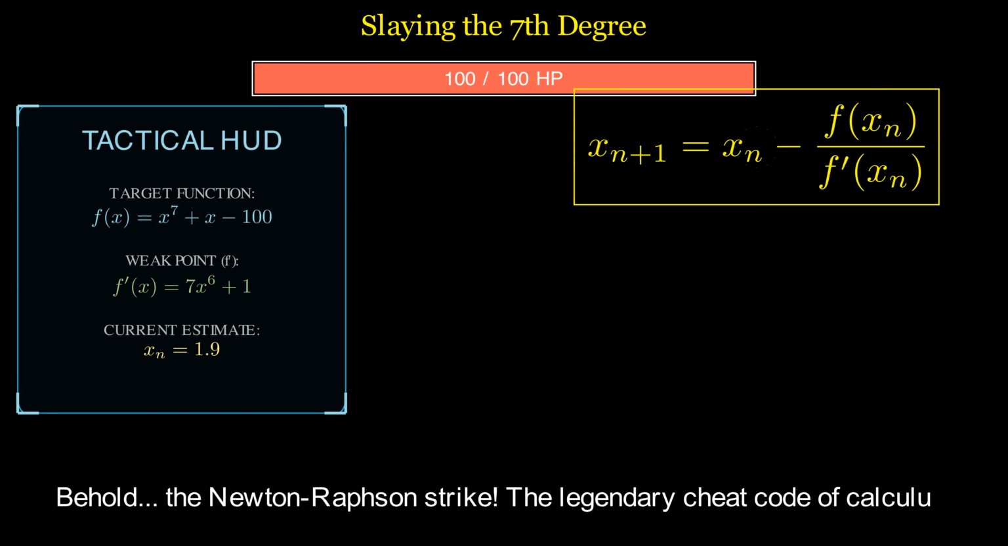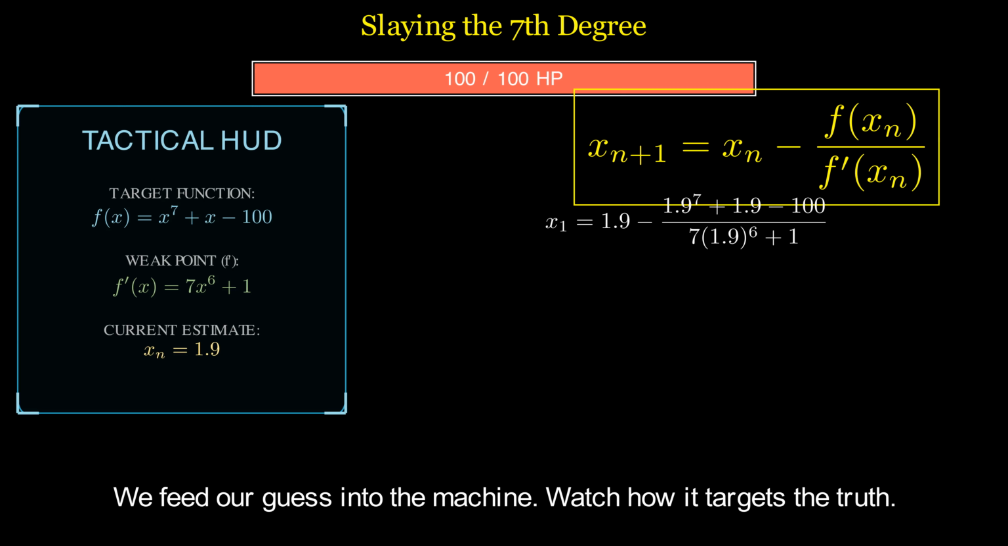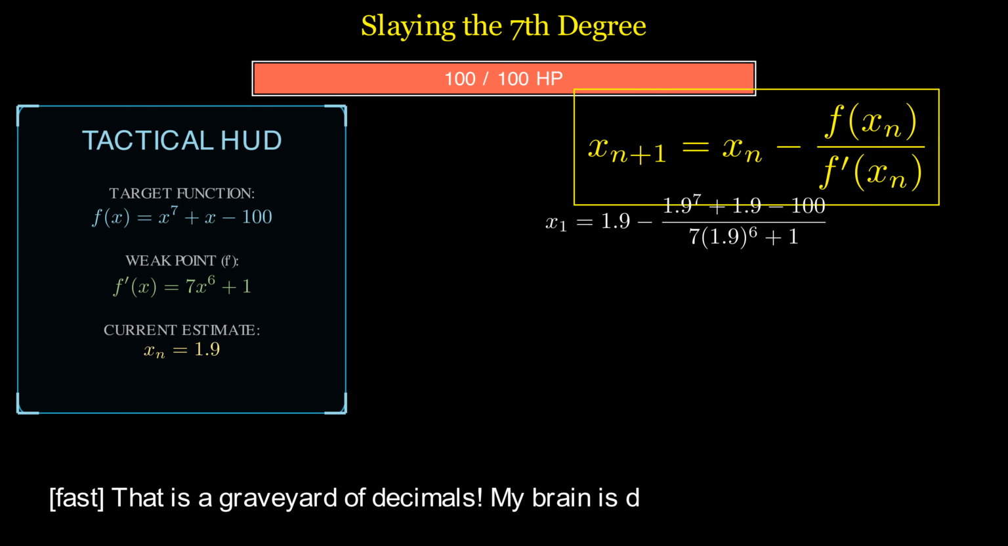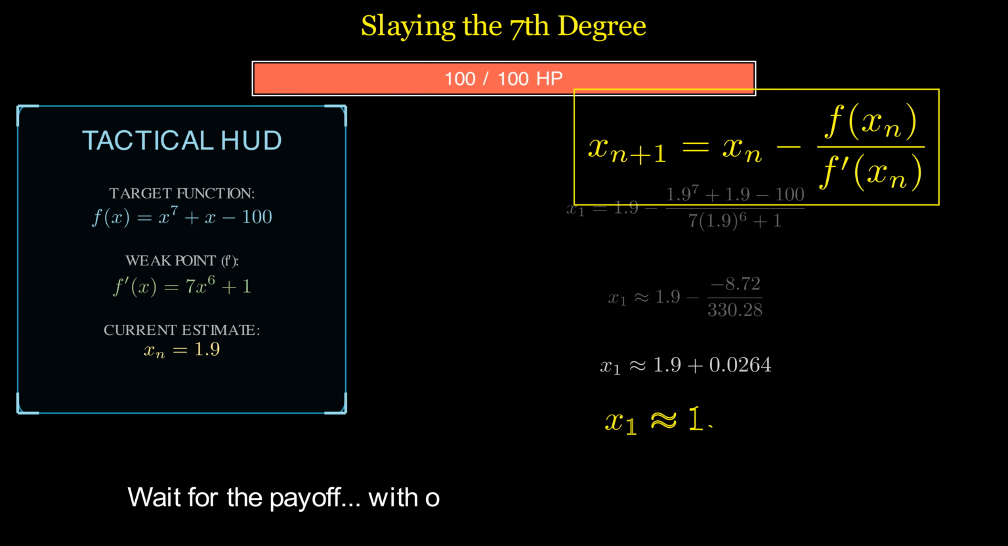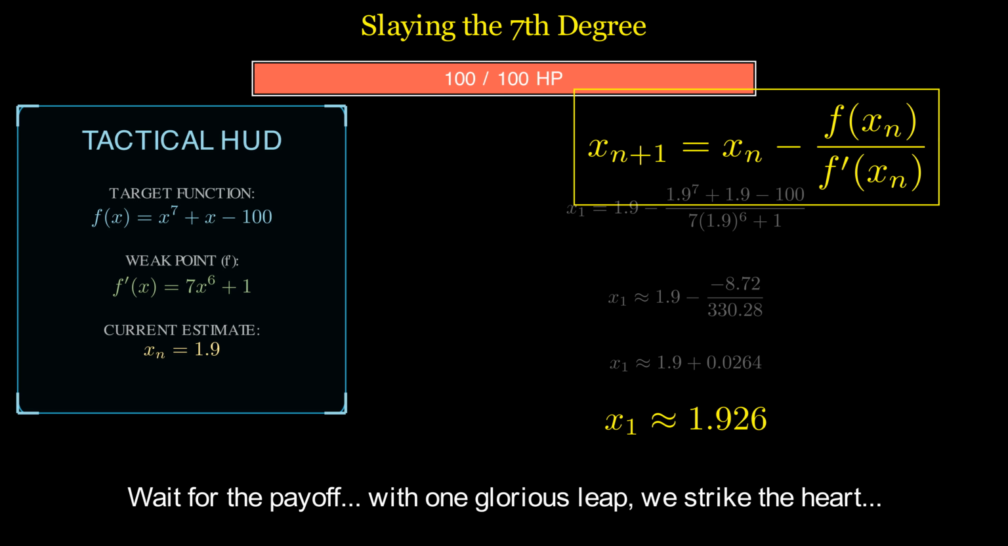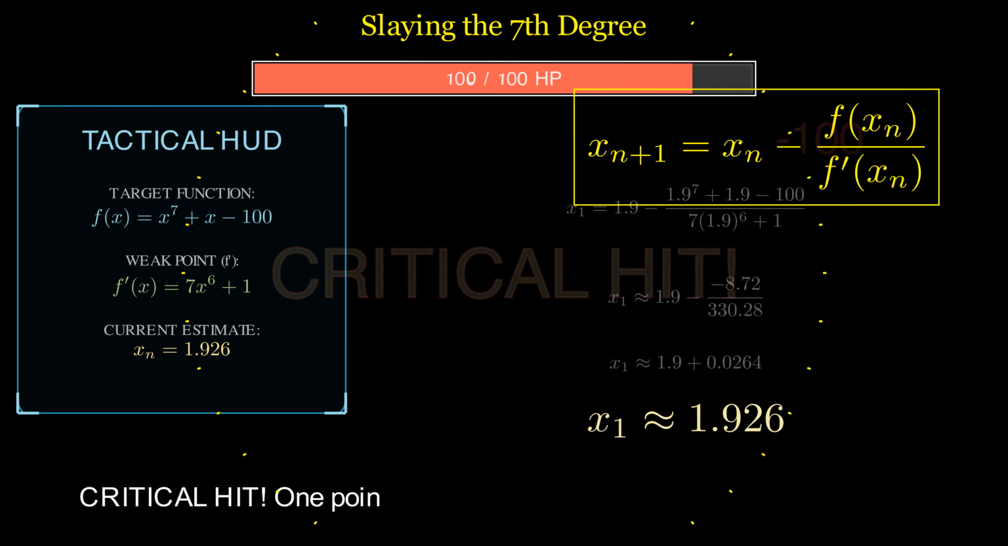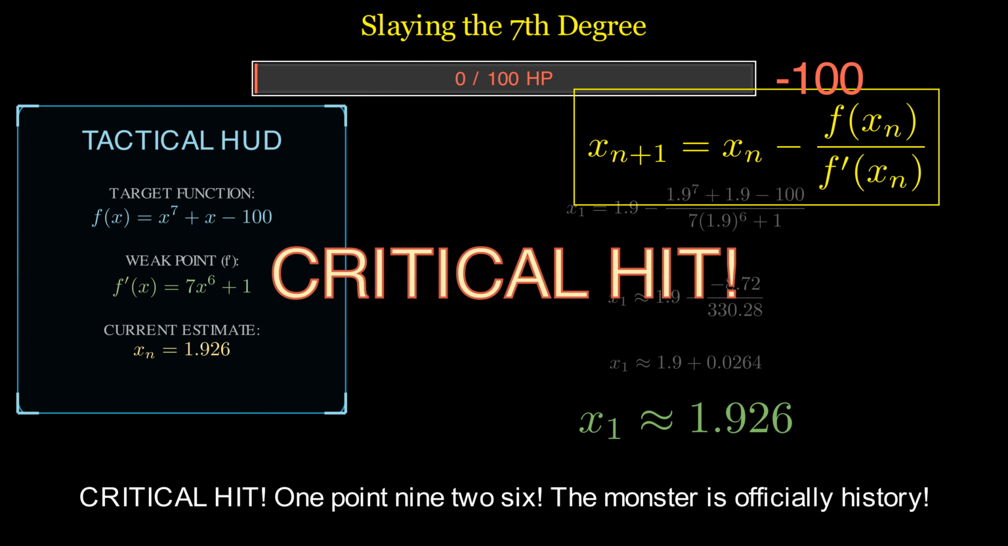Behold, the Newton-Raphson strike, the legendary cheat code of calculus. We feed our guess into the machine. Watch how it targets the truth. That is a graveyard of decimals. My brain is downloading a 50 gig update. Wait for the payoff. With one glorious leap, we strike the heart. Critical hit! 1.926! The monster is officially history!